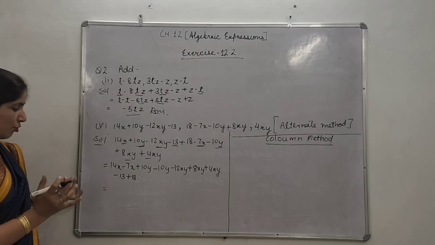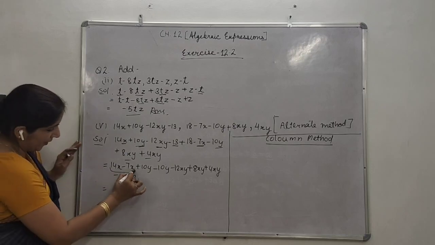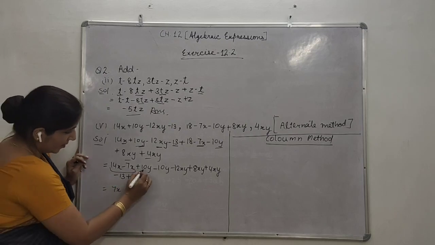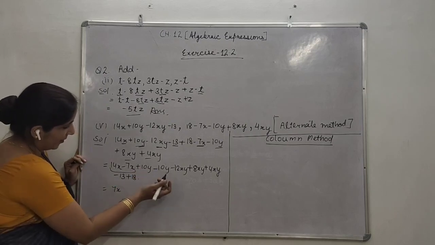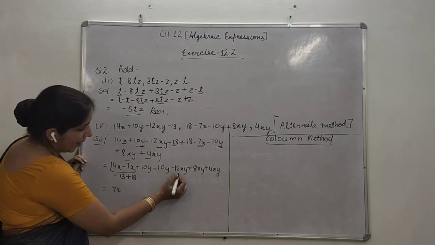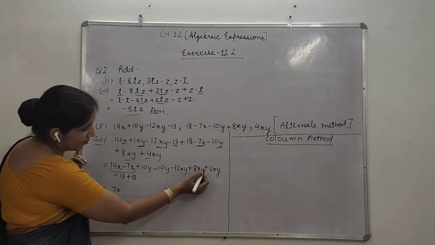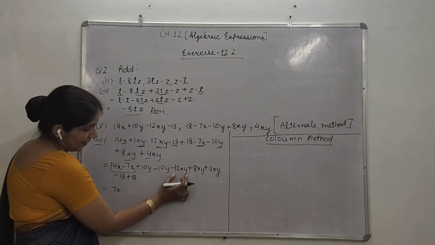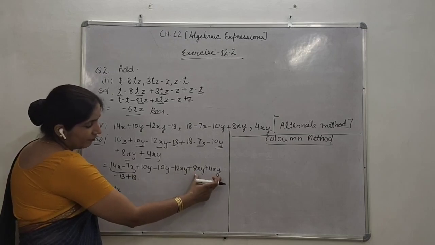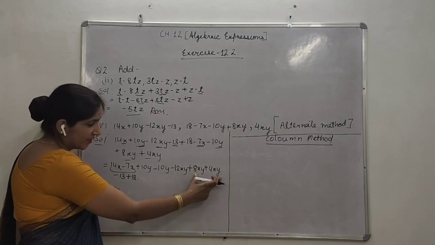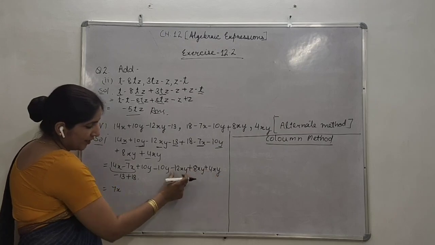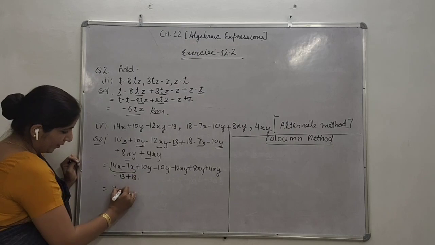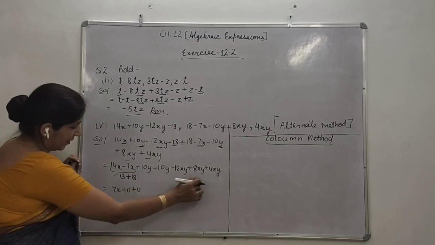Now just solve them. You can see these two are together, so 14x minus 7x will become 7x, and 10y minus 10y will become 0, so no need to write it. Minus 12xy plus 8xy. Now you can even directly write minus 12xy separately. 8xy and 4xy will become 12xy. So 12xy positive and 12xy negative will become 0. So I am not writing it. If you want to write, you can write plus 0 as it becomes 0.